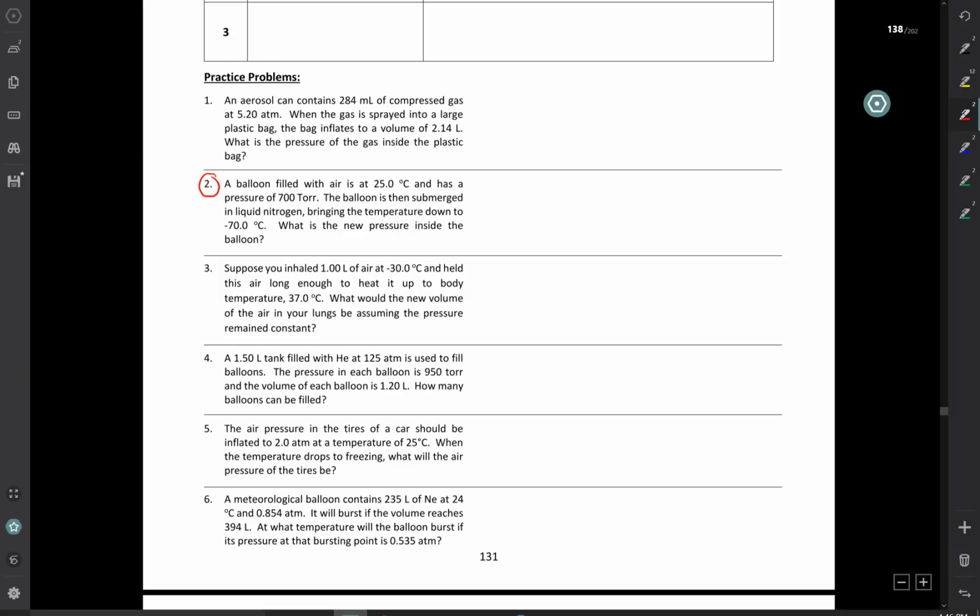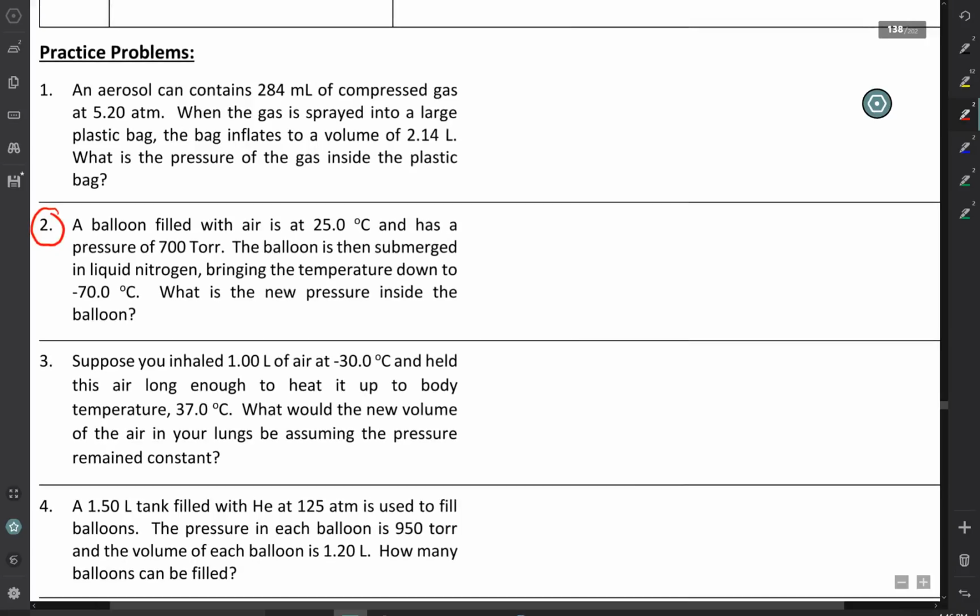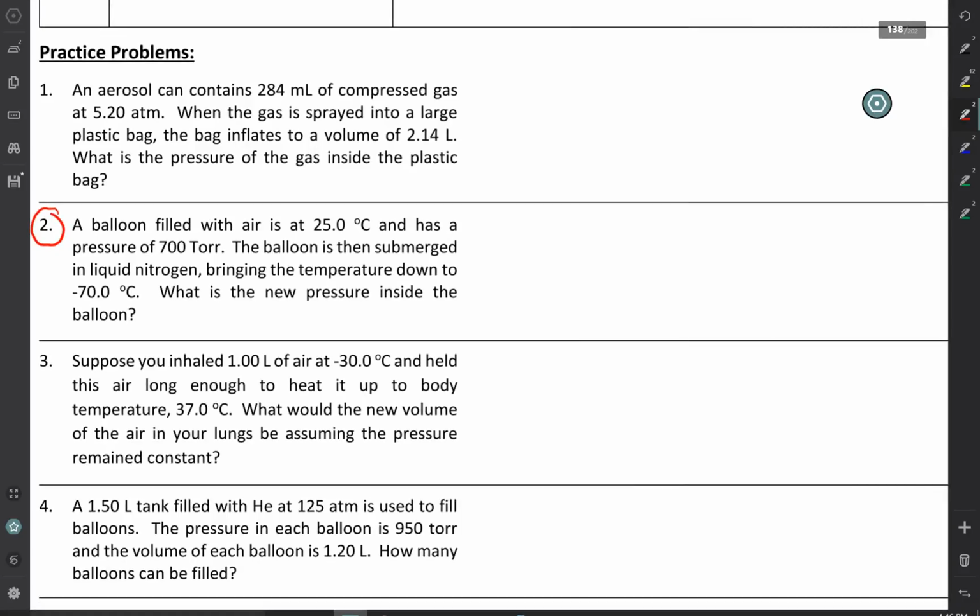Let's look at question number 2. Zoom in on that. A balloon filled with air is at 25 degrees Celsius and has a pressure of 700 torr. The balloon is then submerged in liquid nitrogen, bringing the temperature down to negative 70 degrees Celsius. What is the new pressure inside the balloon?